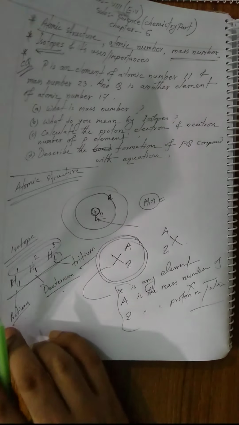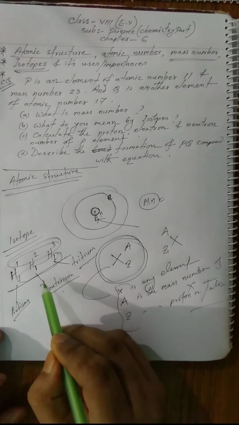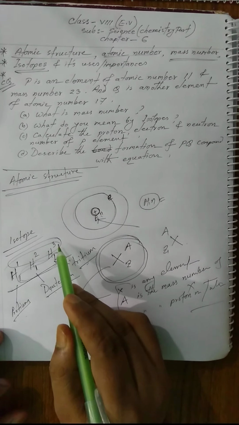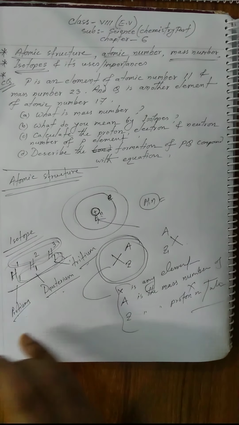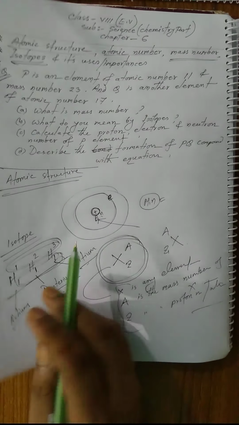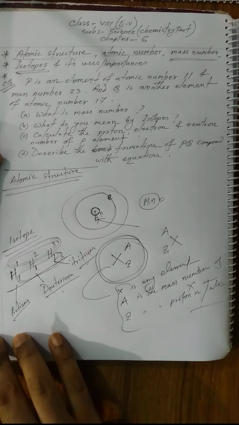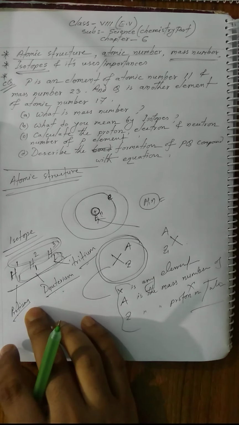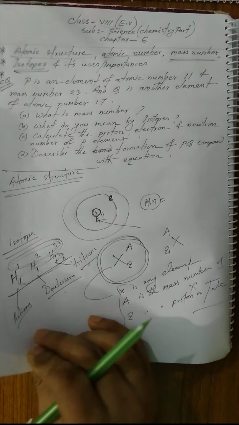For example, protium, deuterium, tritium. For protium, atomic number 1, deuterium atomic number 1, tritium atomic number 1. So the atomic number is the same, but the mass number is different. So these are the isotopes of hydrogen. Next, calculate the proton, electron and neutron number of the P element.